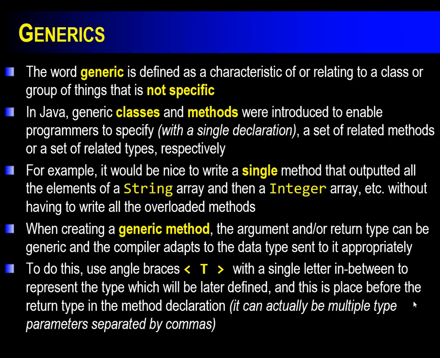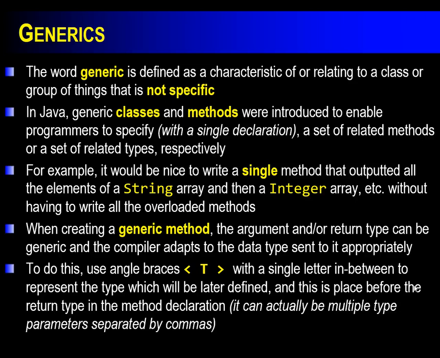So for example, it could be nice to write one method that outputted all the elements of a string array. But then the same method could output all the elements of an integer array, or all the elements of a double array. Instead of overloading your method and creating multiple different methods, what if we could make one method? And that would be called a generic method, where we could create an argument or a return type that is a generic data type, and then Java would adapt to this, and the data type would react to this appropriately.